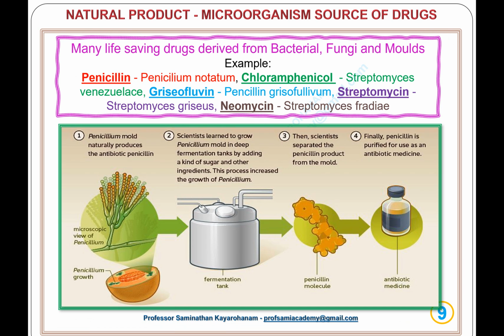Step 2. Scientists learn to grow Penicillium mold in deep fermentation tanks by adding a kind of sugar and other ingredients. This process increased the growth of Penicillium. Step 3. Then, scientists separated the penicillin product from the mold. Step 4. Finally, penicillin is purified for use as an antibiotic medicine.